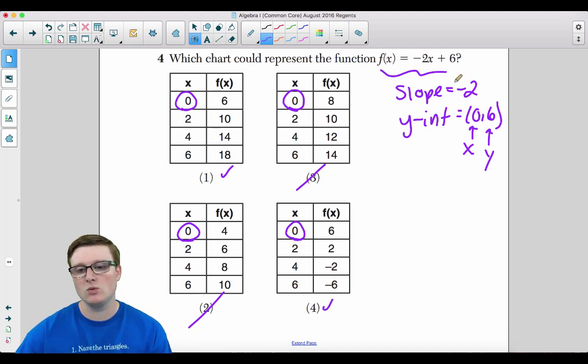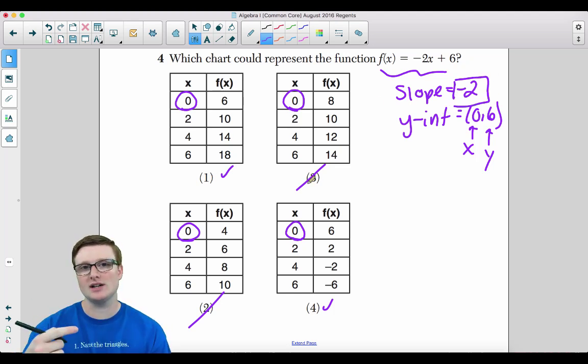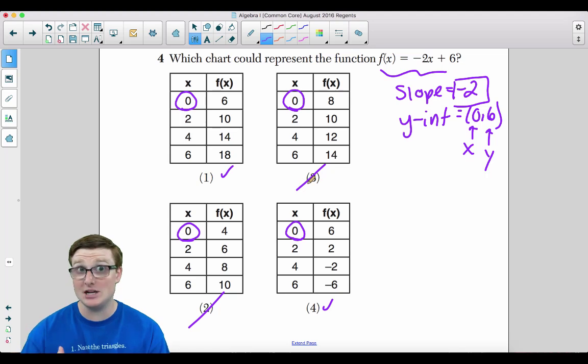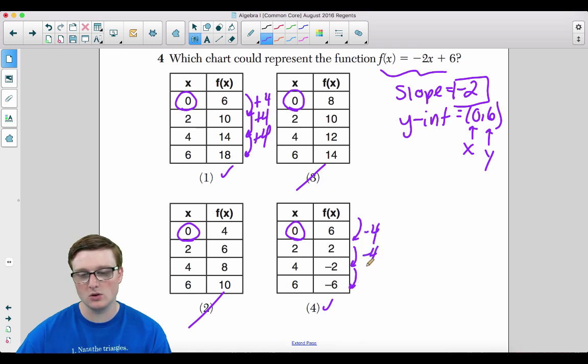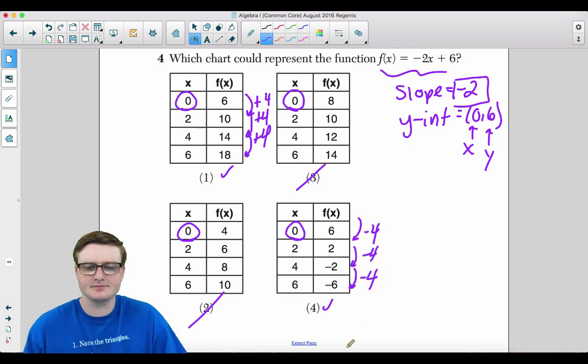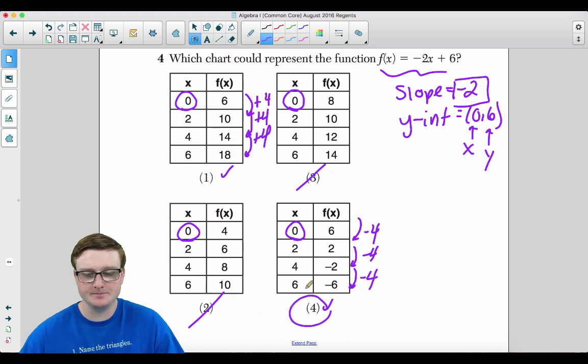Now it's saying we have a slope of negative 2. So as the x values increase, your y values are decreasing. So as you can see, we're going up by, it looks like 4 on each interval. Over here, we are decreasing by 4 over each interval. So clearly it is choice 4.